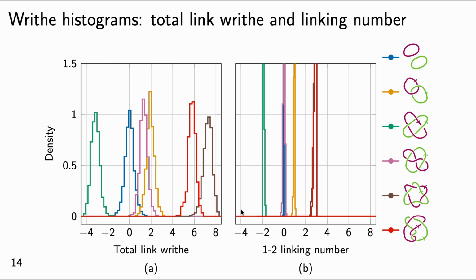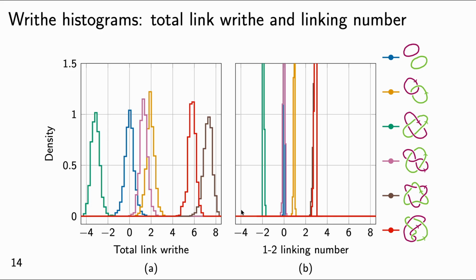Now that is a topological invariant. That's why we see these basically Dirac deltas that go off the screen. What they're telling you is that 100% of all of the unlinks in the training data have a 1-2 linking number of 0, as to be expected because the linking number of the unlink is indeed 0. And so it's no surprise that the network is succeeding in distinguishing these, because there's plenty of information here.